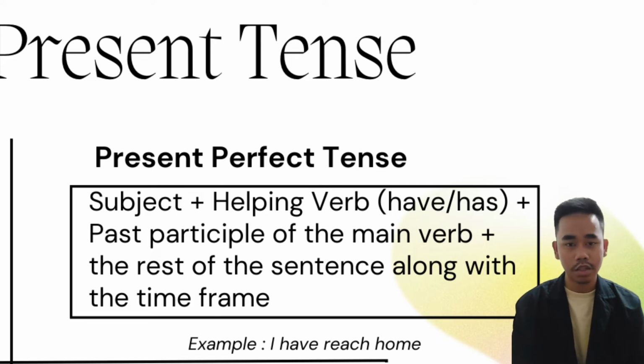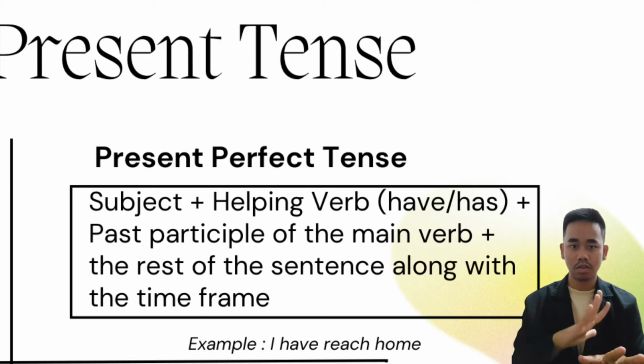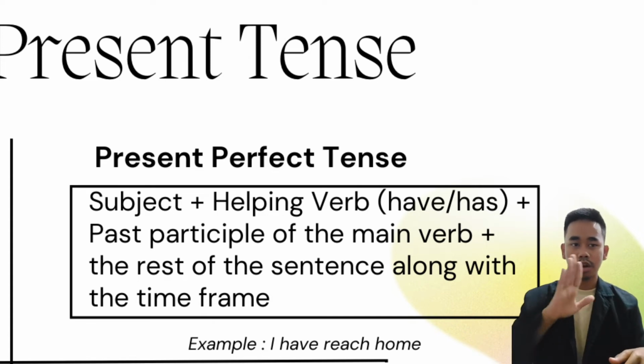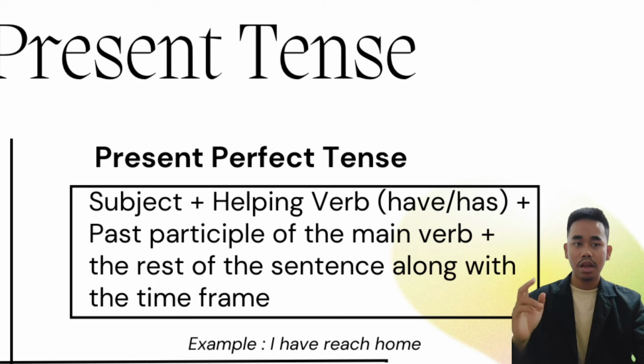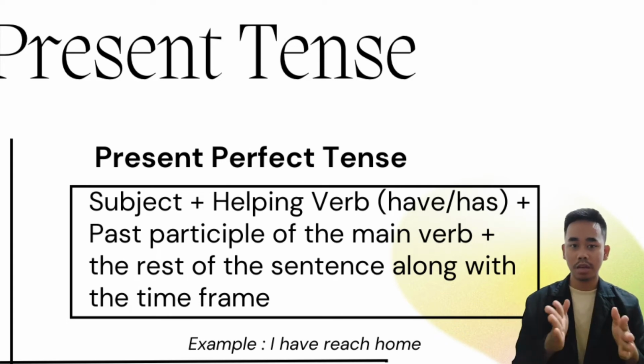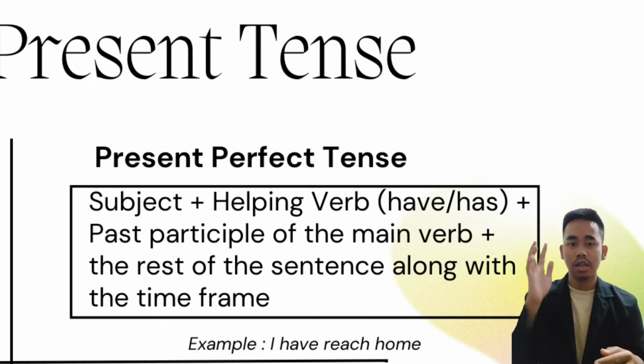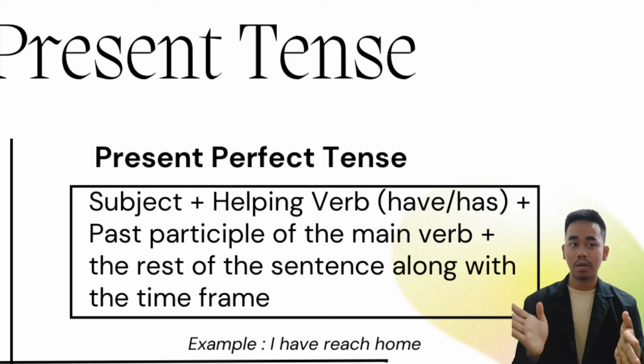And the last one is interrogative. Interrogative is different in the structure. For the structure, in the front you use have or has, followed by the subject, and then at the last you add verb 3. For example, have I written a romantic novel?